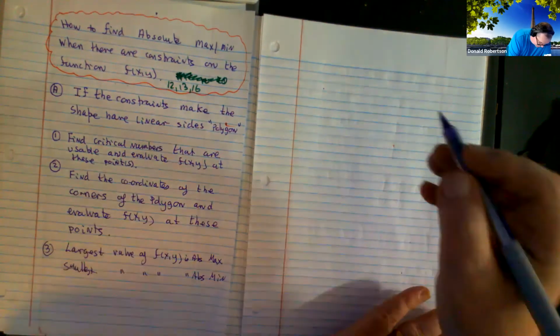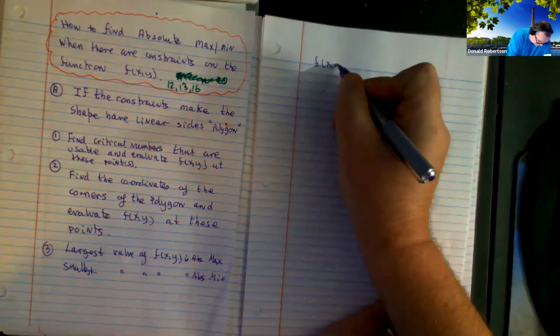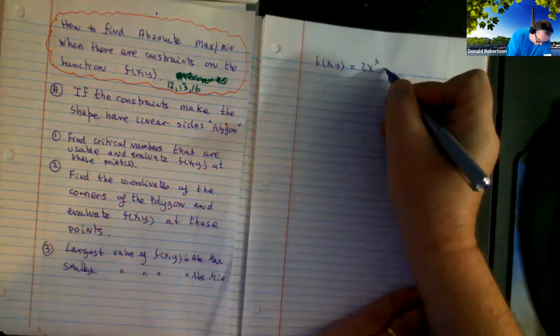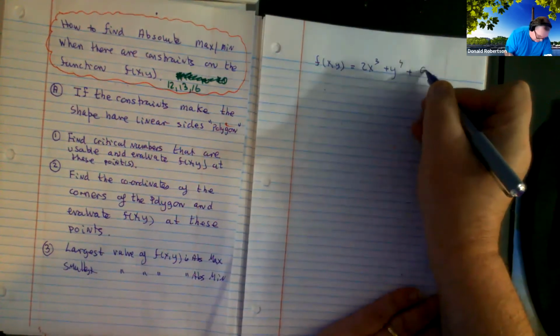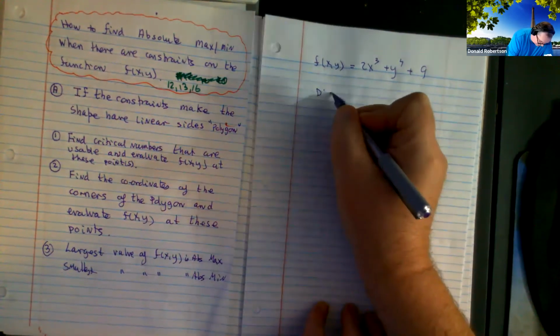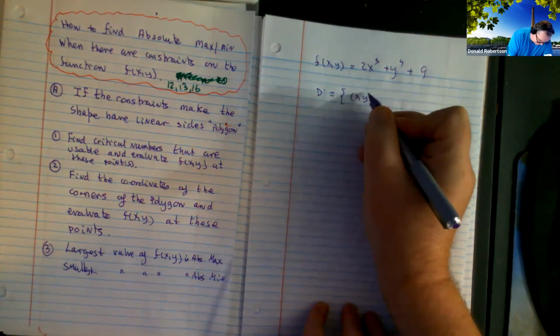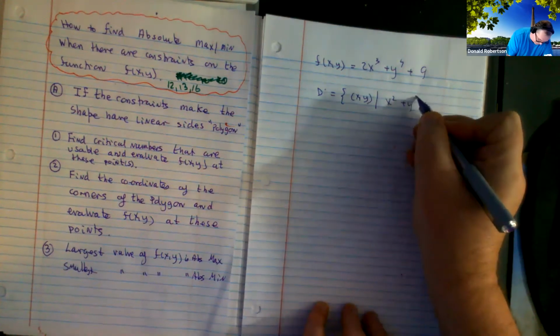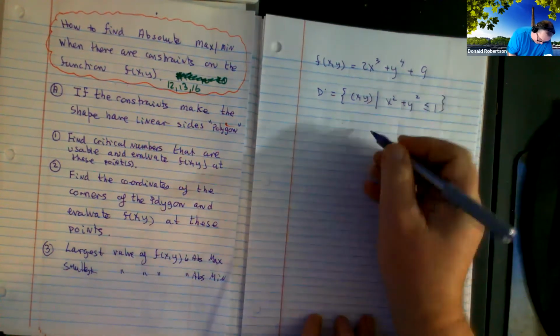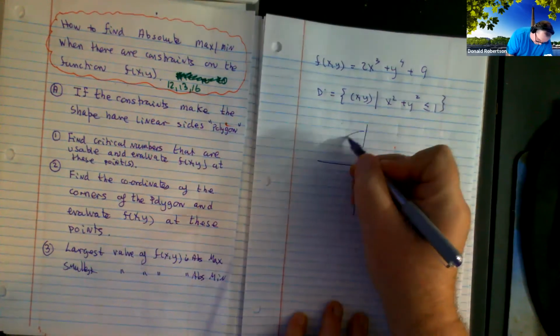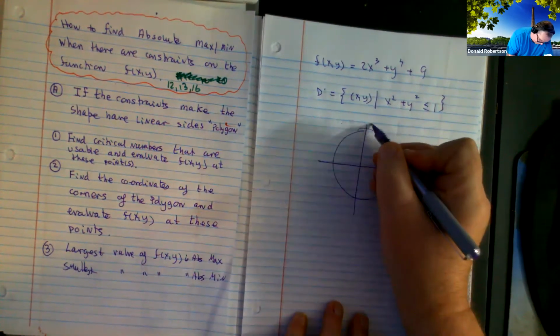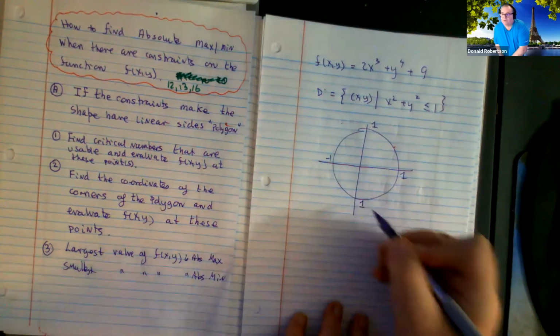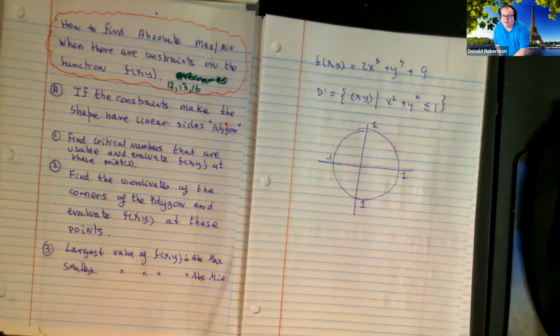So we've got a function, 2x cubed plus y to the 4 plus 9. And the region D, the constraint, is a set of points xy such that x squared plus y squared is less than or equal to 1. So that's a pretty simple picture. Would you agree it's just everybody inside a unit circle? Are we good with that? Now, there are no corners to this shape. Isn't there just one big curve, right? So we're just going to have to deal with that.